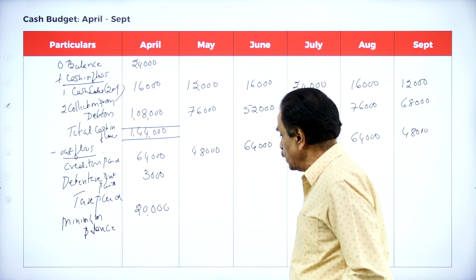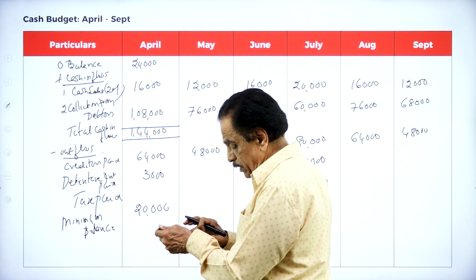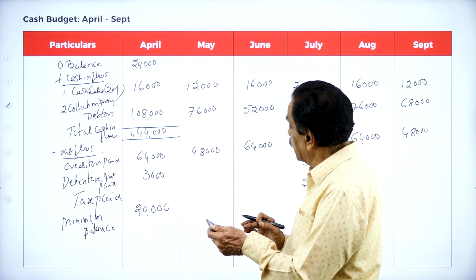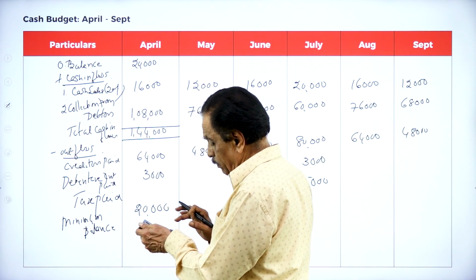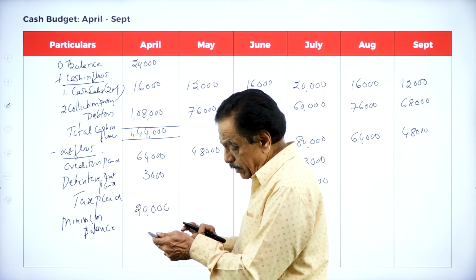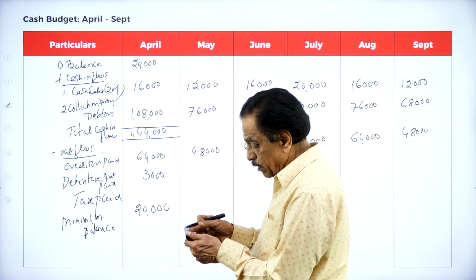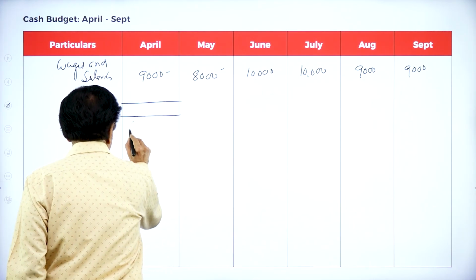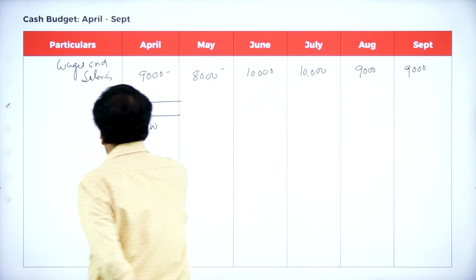So 1,44,000, 3,000, 1,44 plus 3,000 plus 20,000 plus 9,000, 1,76,000. How will it be? 1,44,000 minus 64,000 minus 3,000 minus 20,000 minus 9,000. So the balance is 48,000. So this total 48,000 will come. Surplus will come. This is your surplus.